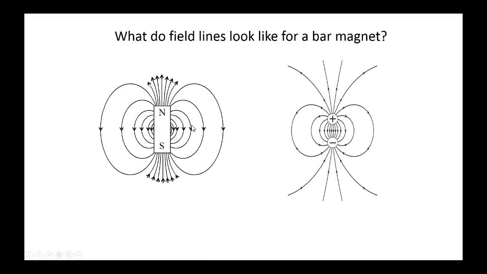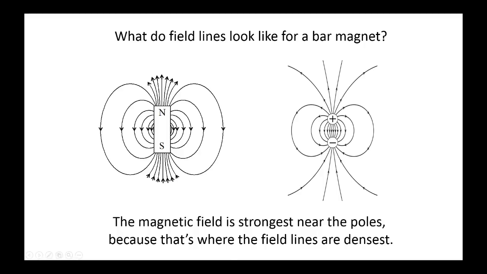This makes sense because if you put a compass somewhere in the field, then the north of the compass is attracted to the south of the magnet. So the field lines point from north to south. And you can see that if you follow a field line from north all the way over to south. But where is the field strongest in this case of the bar magnet? It's wherever the field is densest. The magnetic field is strongest near the poles because that's where the field lines are closest together. So put this into the notes as well.